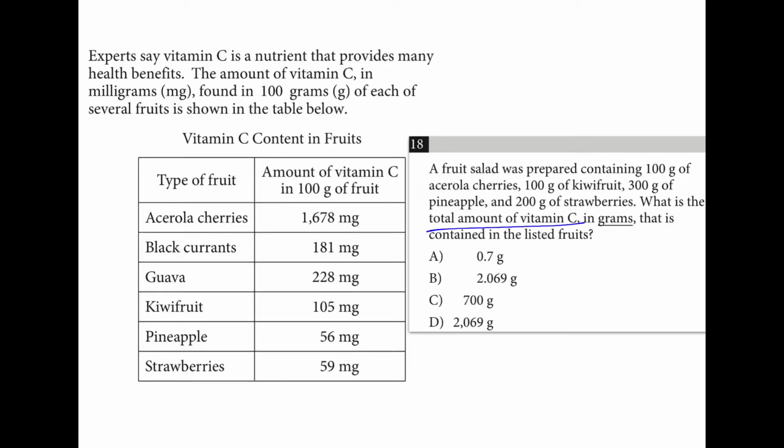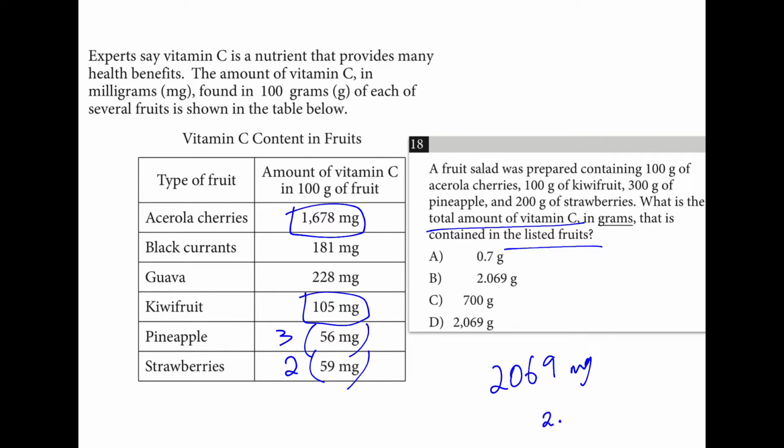What is the total amount of vitamin C in grams contained in the listed fruits? So we have this much from cherries, this much from kiwi fruit, triple this amount for pineapples, and double this amount for strawberries. And if you add all those together, you get 2,069 milligrams. And if we want to convert the units there, we can divide by 1,000. So we get 2.069 for grams.